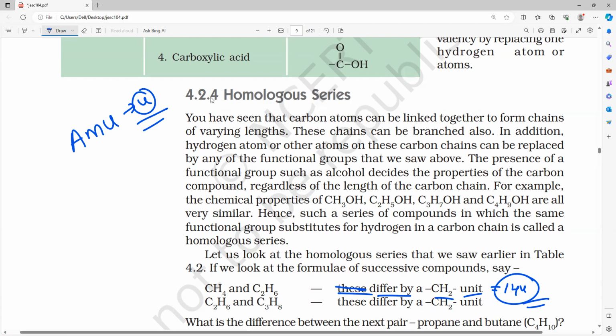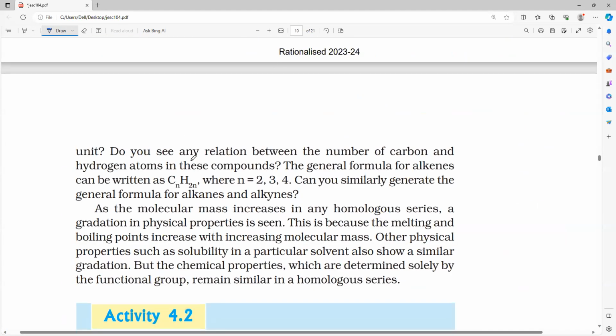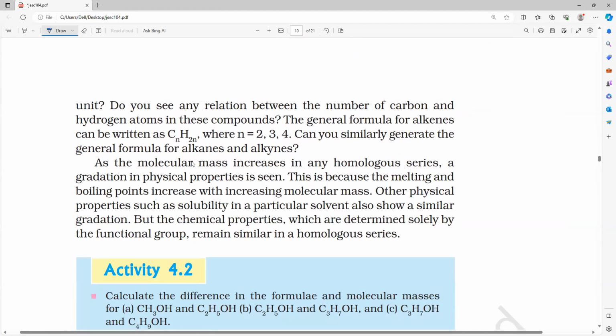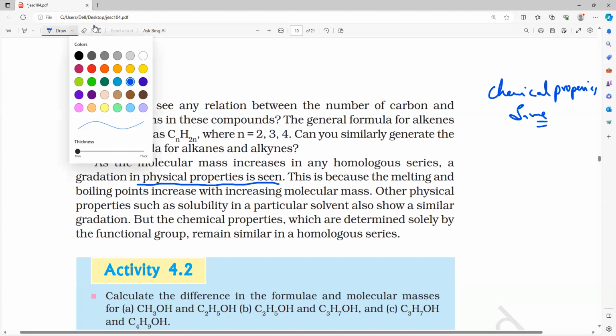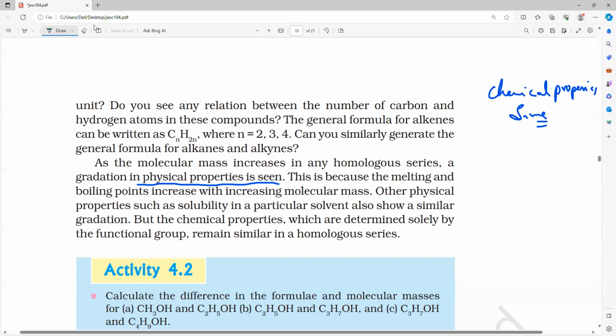Next. You can see here, there is a concept I want to speak about: physical properties. Extremely important. Either alkanes or alkenes or alkynes, the entire homologous series has the same chemical properties. Chemical properties remain the same, but physical properties are not the same. Very, very important point.